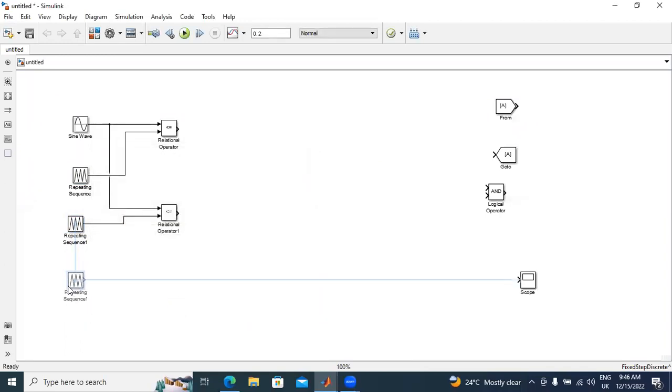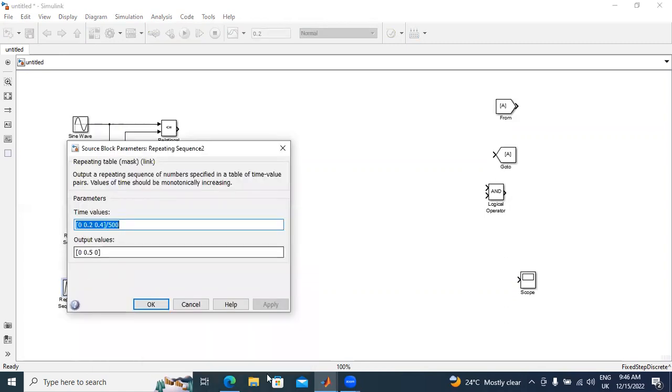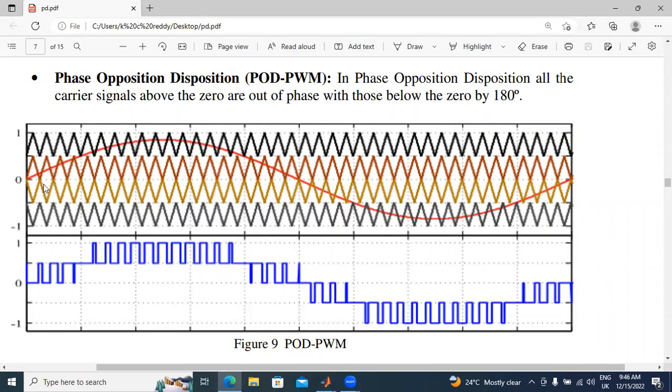Next, I will take the third repeating sequence. I will compare this third repeating sequence. This one I will connect to the sine wave. In this third repeating sequence, it varies from 0 to minus 0.5, minus 0.5 to 0.